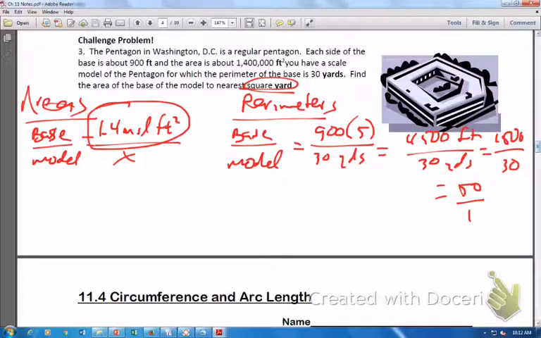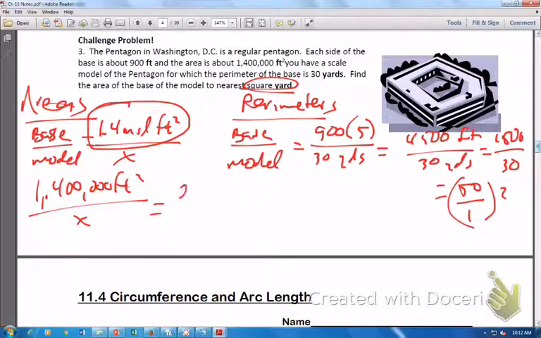Which isn't typically the way you want to go, because it could give you a decimal. As a matter of fact, it does here too. So, you know what? I'm going to keep this in feet square, and then I'll convert later. All right? So I'm going to keep this in 1.4 million square feet over x has to be equal to 50 over 1 squared. So 2,500 over 1.